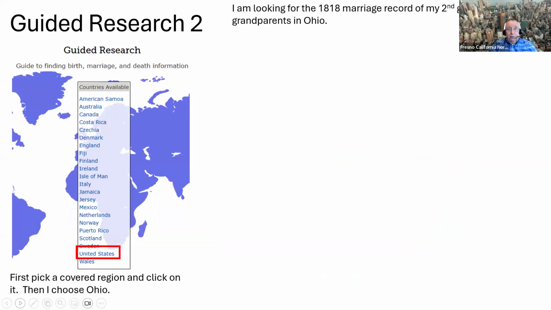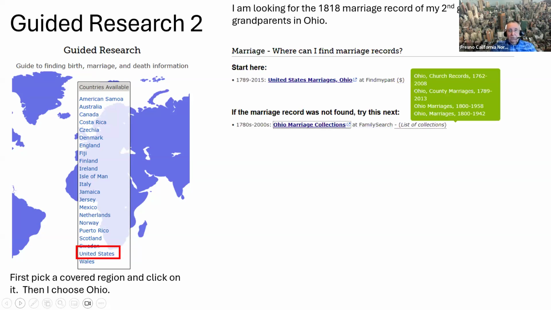And so what we'll do is we'll try looking for an 1818 marriage record of my second great grandparents in Ohio. So when I click on guided research, a list of the locations where guided research works is shown to me. And of course, Ohio's in the United States, so I click Ohio, United States. Then it'll give me a list of all the states because they break it down by states. And I click Ohio.